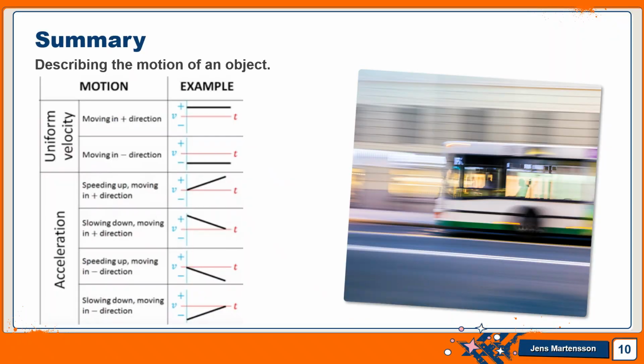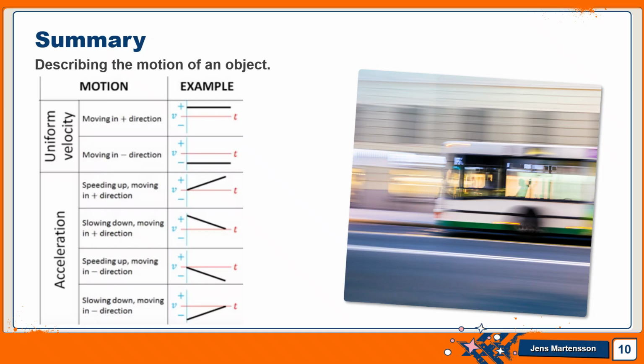So just a quick summary. In order for us to describe the motion of an object, we need to learn the direction this object is moving in. If it's a uniform velocity, you are going to be seeing a straight line. A positive velocity is going to be above, in the top quadrant. If it's a negative velocity, it is going to be in the lower quadrant.